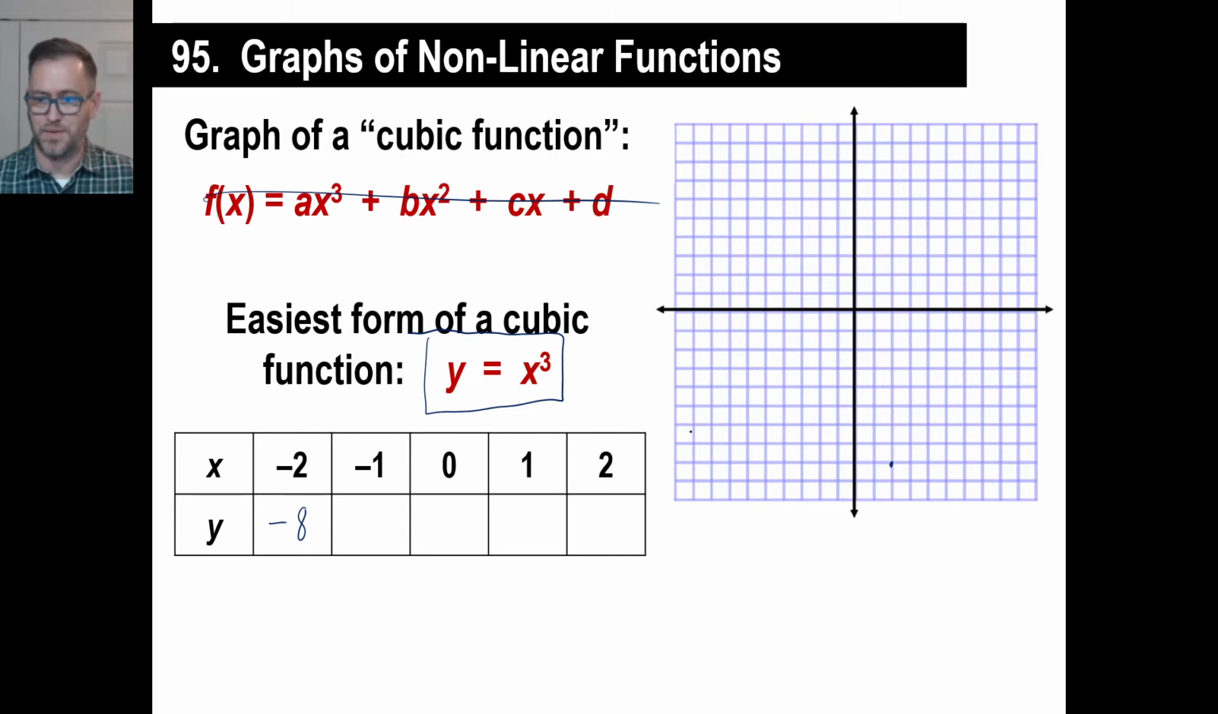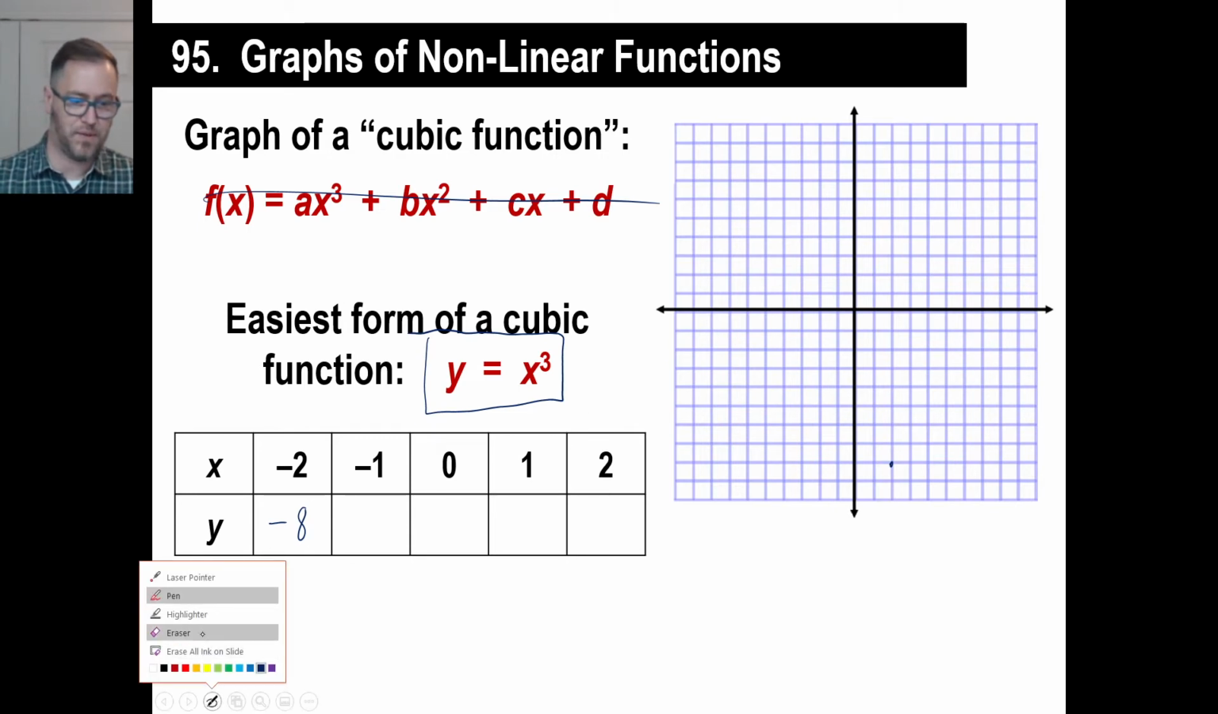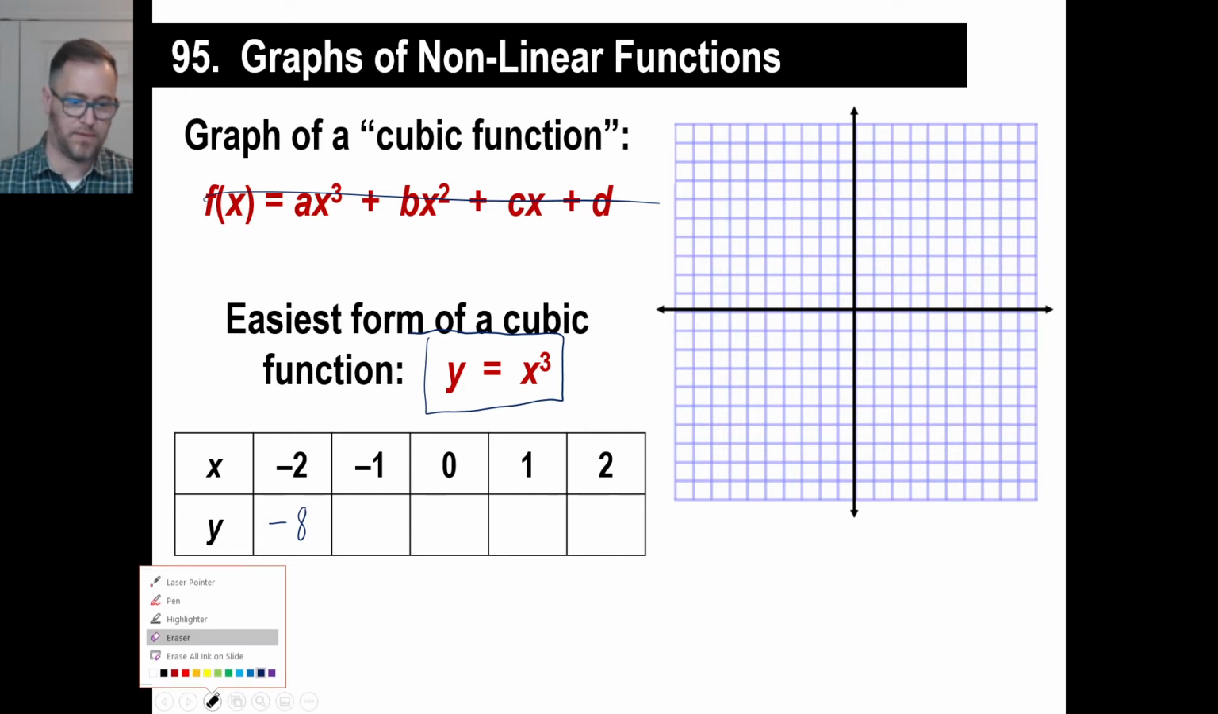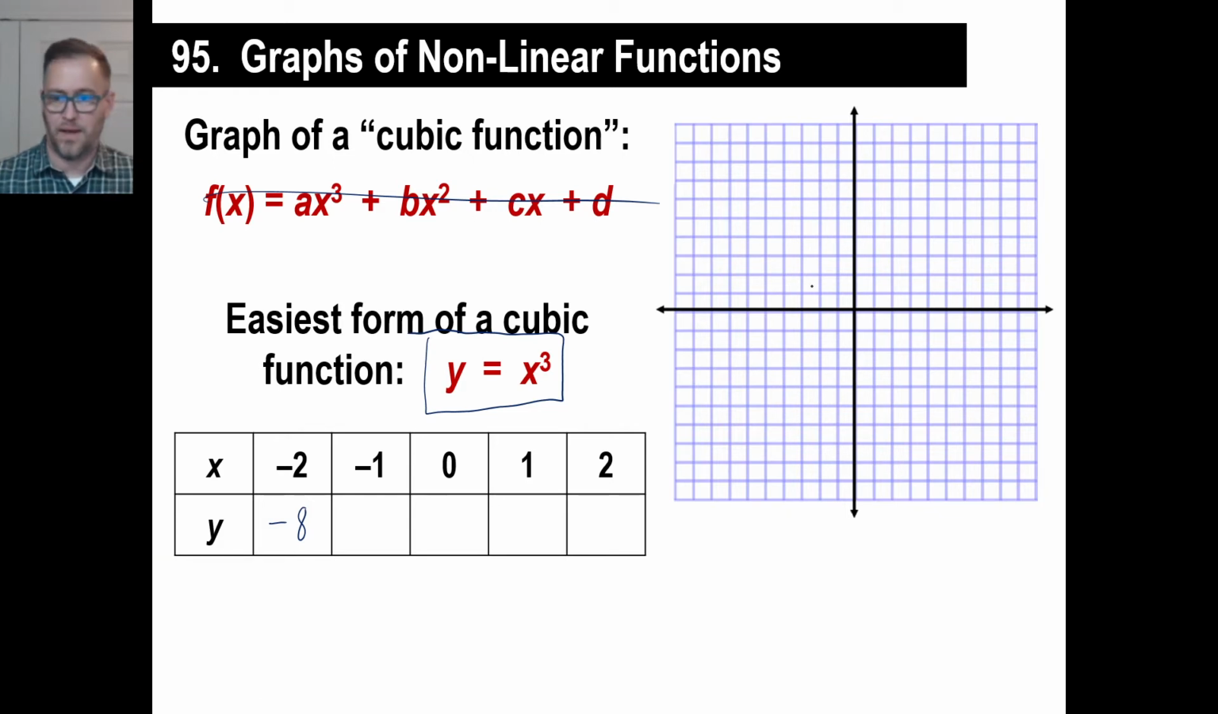And of course, I didn't do that. That's negative 8, so I need to erase that. Let's do it the right way, for heaven's sakes. That will be negative 2 and then negative 8. Okay, let's do negative 1. What's negative 1 times negative 1 times negative 1? That would be negative 1.